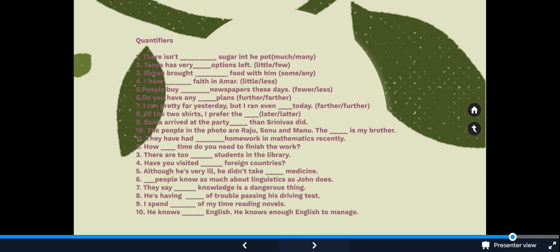They have had dash homework in mathematics recently. They have had a lot of homework, or they have had much homework in mathematics recently. How dash time do you need to finish the work? What will you write there? How much time do you need to finish the work? There are two dash students in the library. Which one will you use, much or many? Yes, there are too many students in the library. So that is how you fill in the sentences with quantifiers. Rest of the sentences you can try on your own.